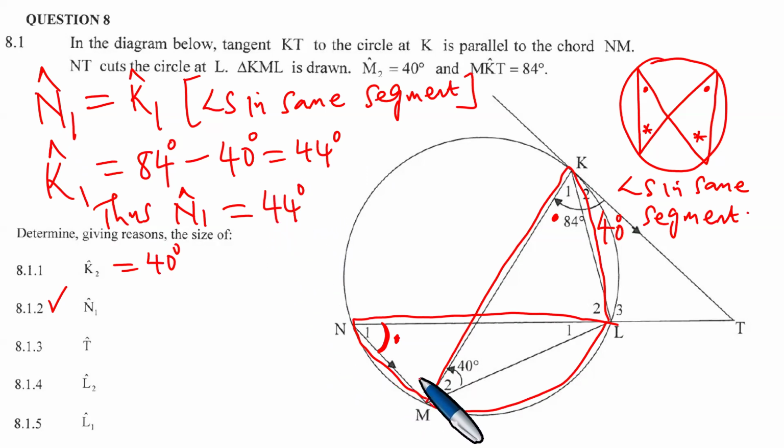Once again, I give you homework. So because of these things here, this one is 44 degrees. I give you homework, so be ready to do more and more. We found, therefore, that angle N1 is 44 degrees.